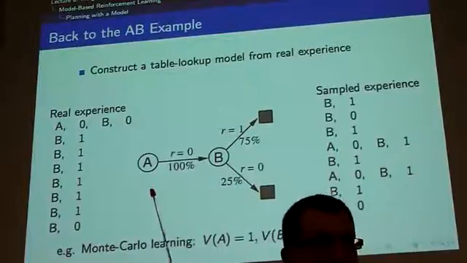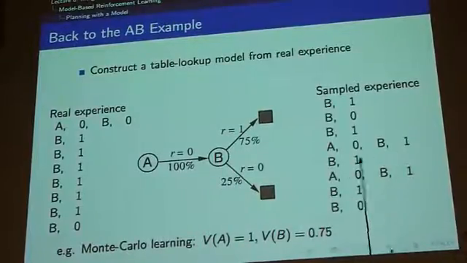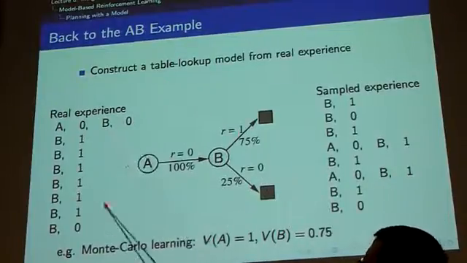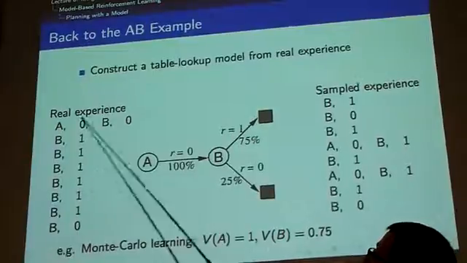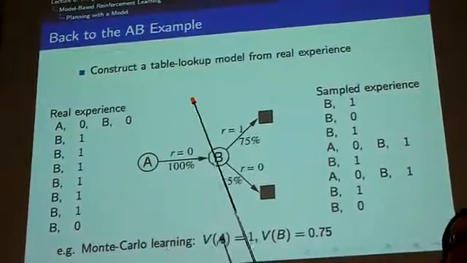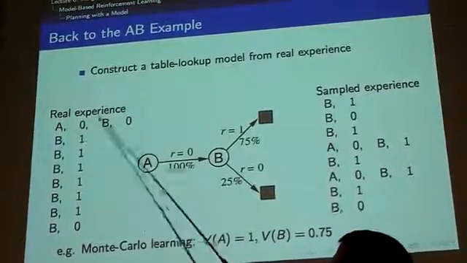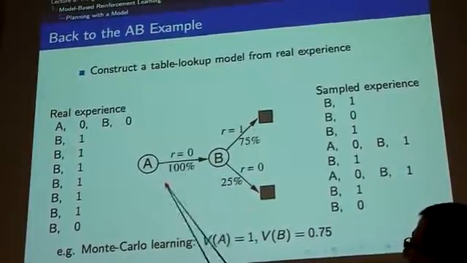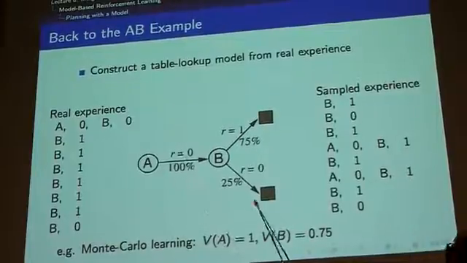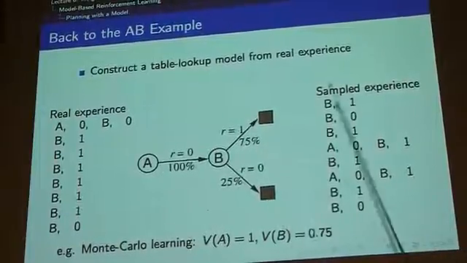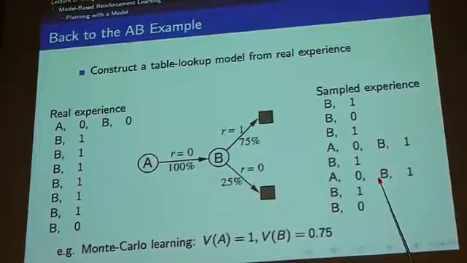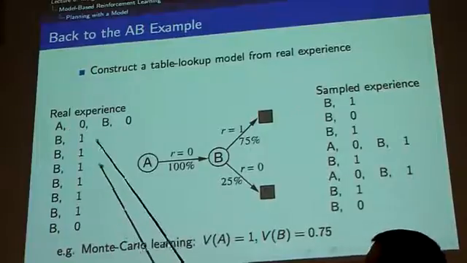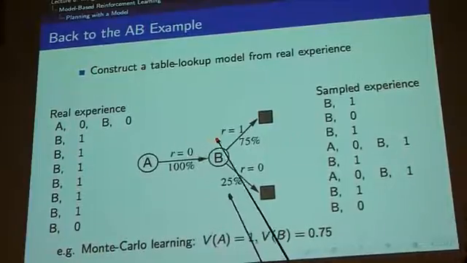Okay, back to this AB example. Now let's try and develop our intuitions a bit further. We're back to this table lookup model. We started off with this experience here, and now we're going to talk about this sample-based planning approach. We used that experience to generate this model. This was our table lookup model. But now that we've got this table lookup model, we can use it to sample episodes of experience. What I haven't shown here is we've also assumed that there's some kind of initial state probability for the MDP.